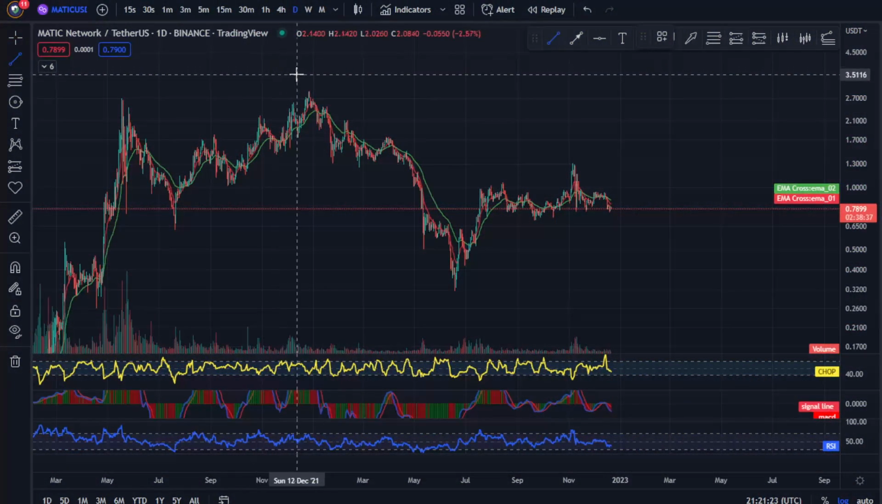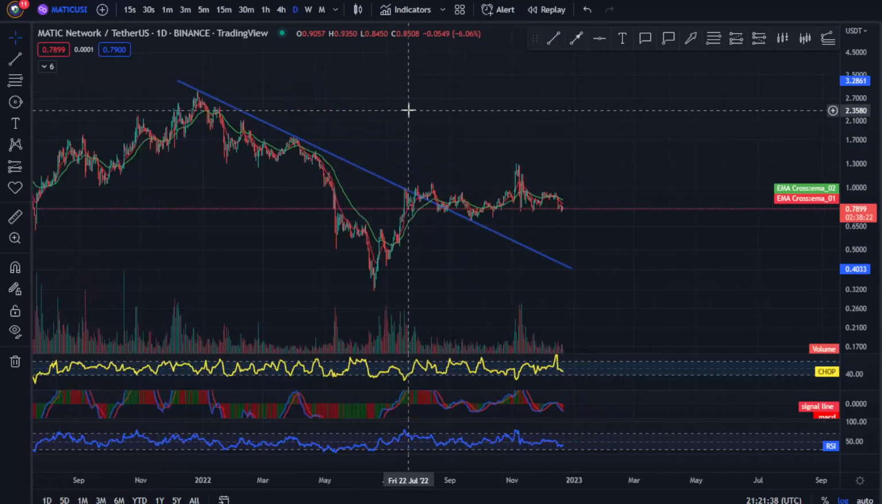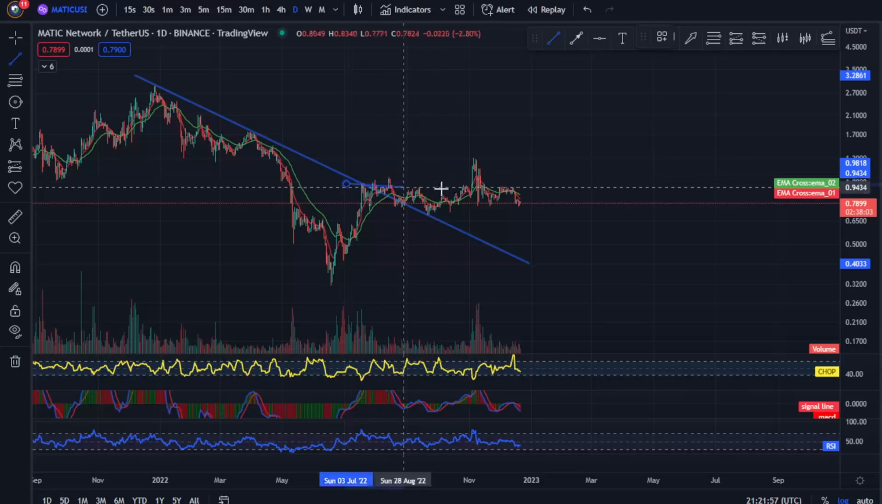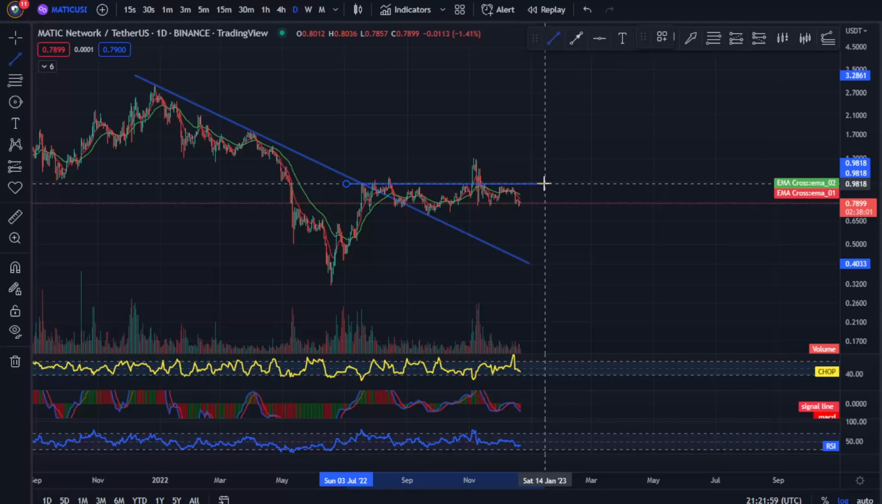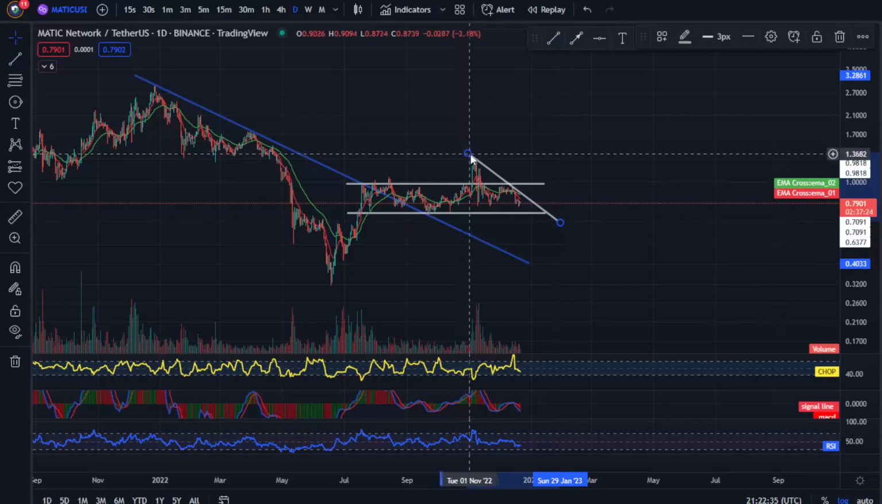Last in today's review is the MATIC chart on a one-day timeframe. Let's start by marking the blue line, the downtrend line, which, as you can see, the price overcame. Since the end of August, we have been moving in a sideways trend channel, but we can also notice that we are locally below the downtrend line.